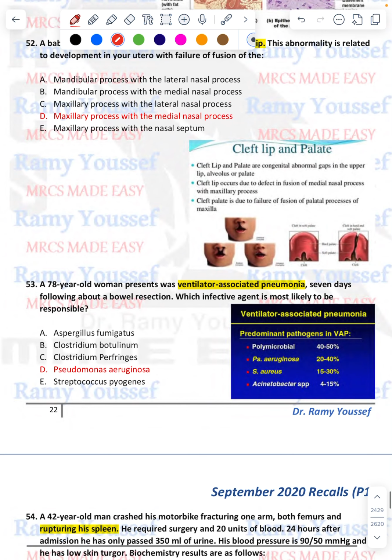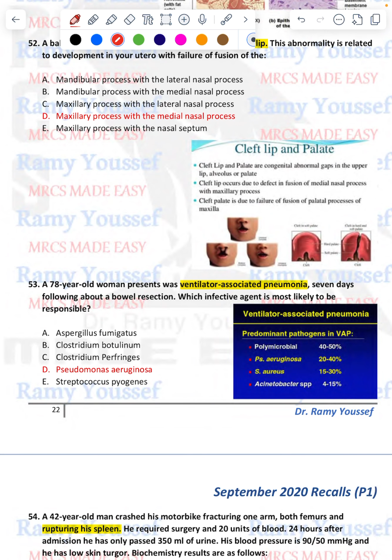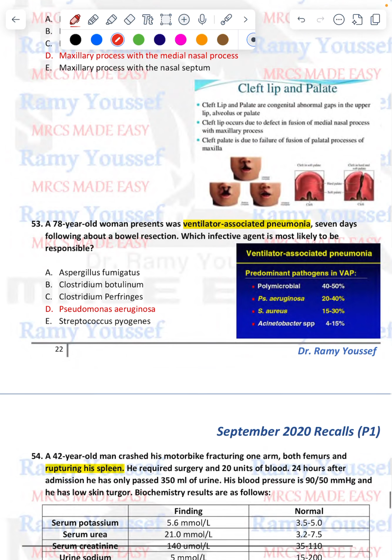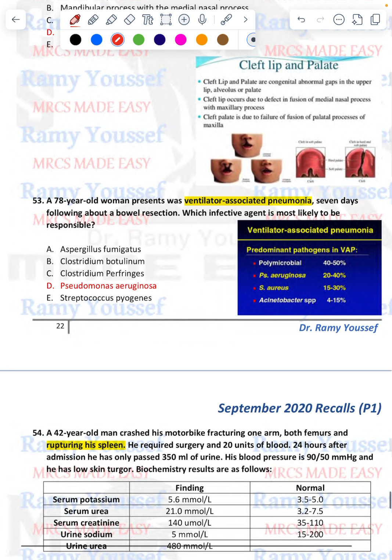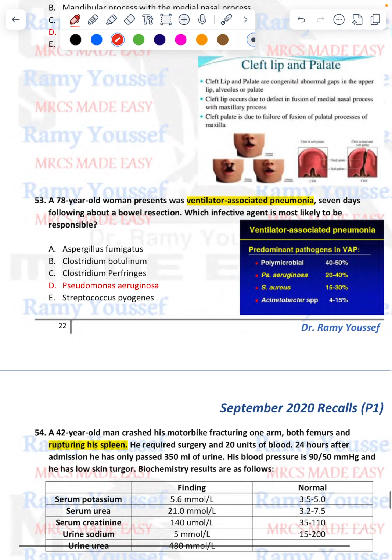A 52-year-old man crashed his motorbike, fracturing one arm, both femurs, and rupturing his spleen, requiring surgery. 20 units of blood are given. Blood pressure is 90 and there is low skin turgor. Biochemistry: potassium is okay, a little high. So blood is given. Serum urea is very high. Creatinine is also increased. Urinary sodium is very low.